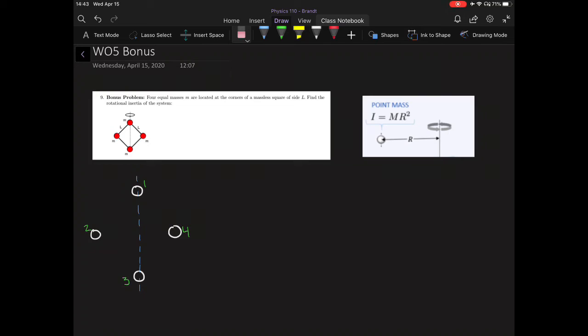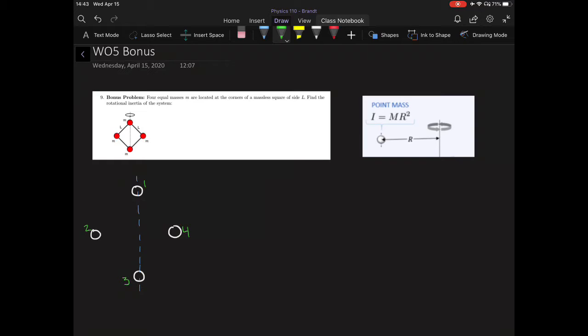All right, workout 5, the bonus question for lesson 27. I've redrawn it down here just to give us a little bit more space to draw on here. So we're trying to find the rotational inertia of this system. All of these masses are mass M. Looks very similar to one of the earlier workout problems.